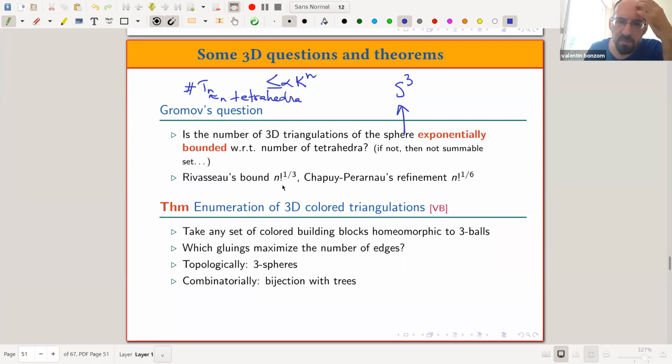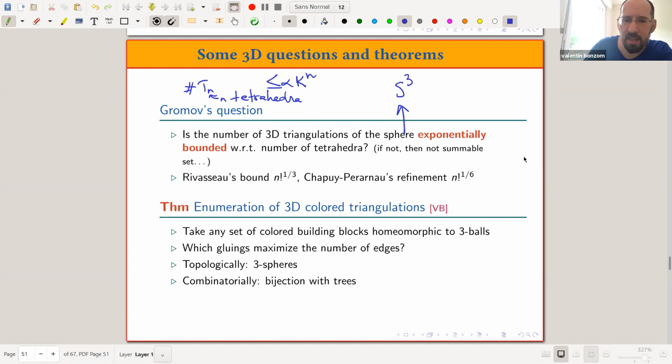So far, there was a bound by Rivasso, which was n factorial to the 1/3, and it was refined by Chapuis and Per-Arnaus, who are combinatorialists, to n factorial to the 1/6. But it's still not exponential, it's still factorial. This is a very, very difficult question and very important for physics, I think, because otherwise it doesn't make sense to sum over triangulations, whether you want just to count them or to add spin foams on them. It's a critical question.